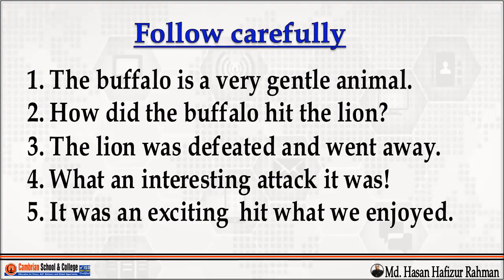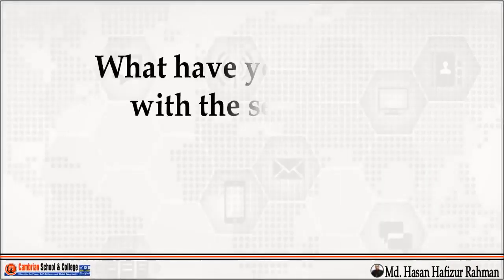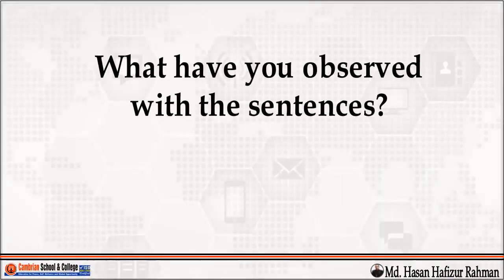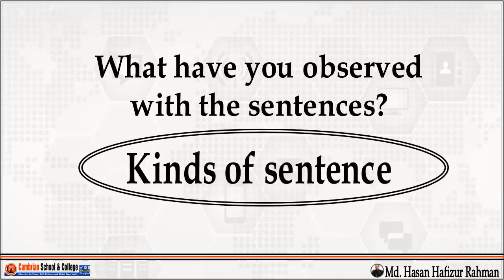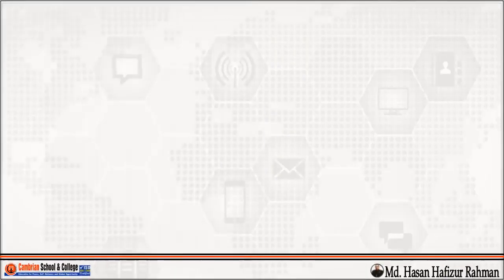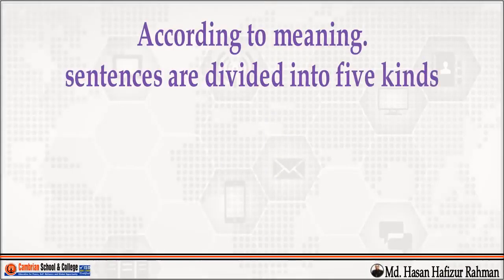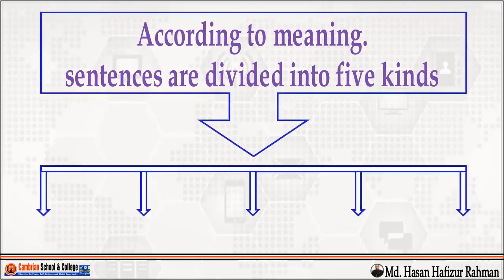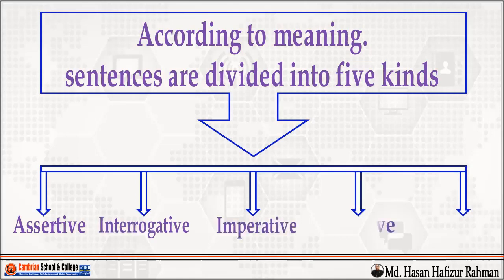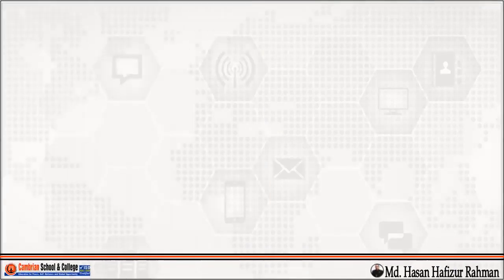We have different. Okay. So, what have you observed with the sentence? Kinds of sentences. Let's go. According to meaning, sentences are divided into 5 kinds. What are they? Assertive, interrogative, imperative, optative, exclamatory. Okay?